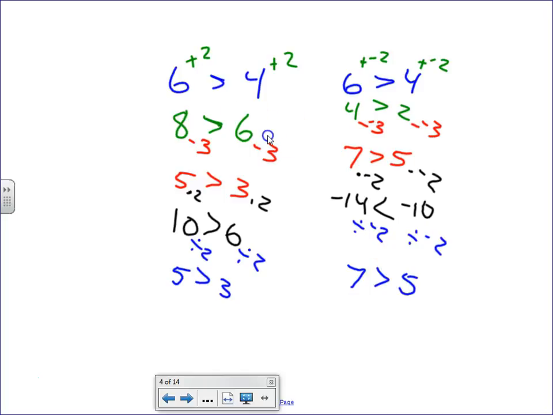But know that with the addition and subtraction properties of inequality, the sign stays. When we multiply and divide by a positive, it stays. When we multiply and divide by a negative, the multiplication and division properties of inequality state that that sign is going to flip around. Okay?